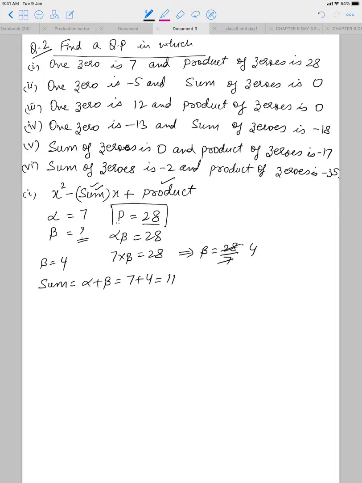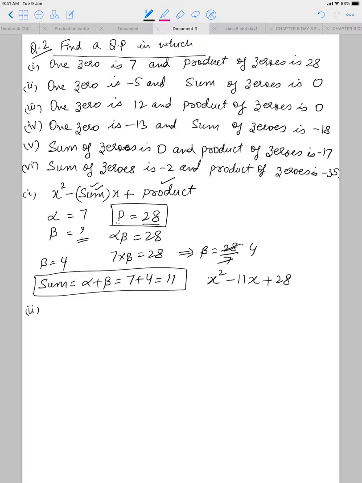So these are the two main things that we needed. One is the sum and the other is the product. So the quadratic polynomial formed is x square minus the sum, that is 11 into x, plus the product, which is 28. If you move step by step, the questions are not difficult at all.